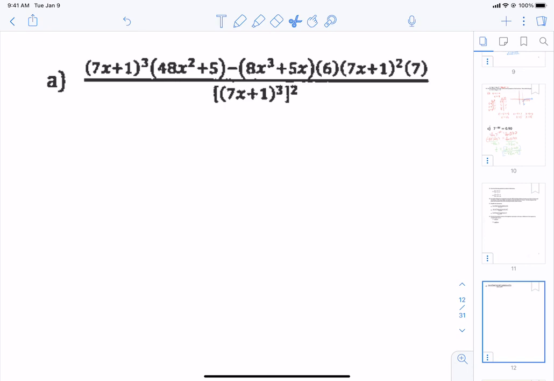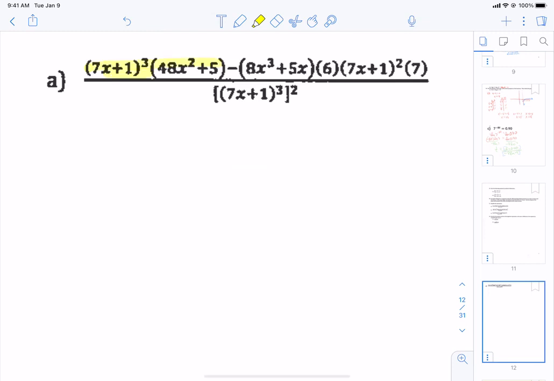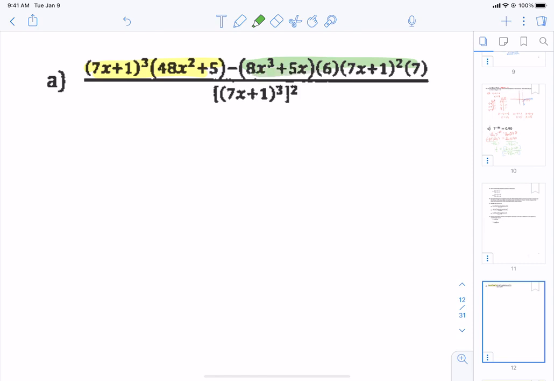In this fraction, this first piece here is one term, and this back piece is one term. Do you notice anything in each term that you see in both? Do you notice anything in the yellow that you also see in the green? Anybody notice anything in the yellow that's also in the green?